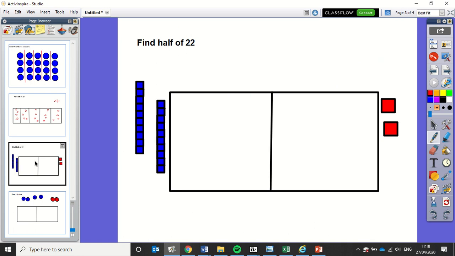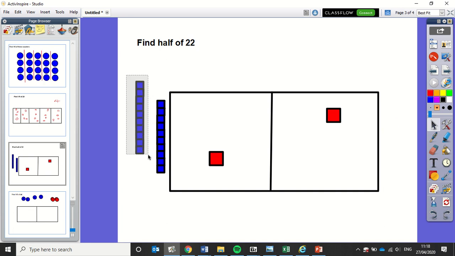Something else that you should be familiar with from our time in school is using base 10, otherwise known as Deans. So I want to find half of 22. So I've separated my 10s from my 1s, so I've got 2 10s, which is 20, and 2 1s, which is 2. And then yet again, it's just another case of separating them equally. So moving my 1s, moving my 10s.